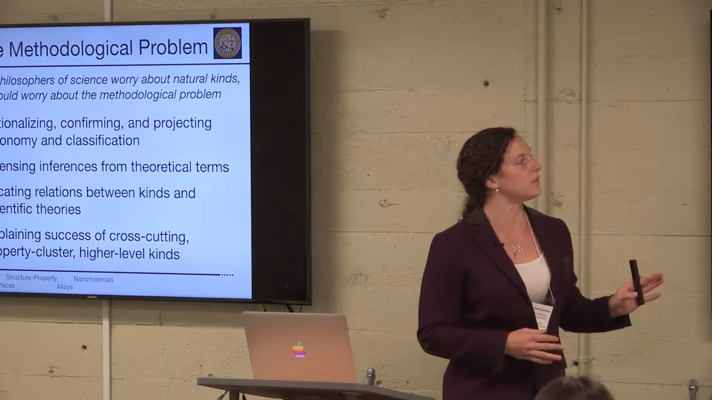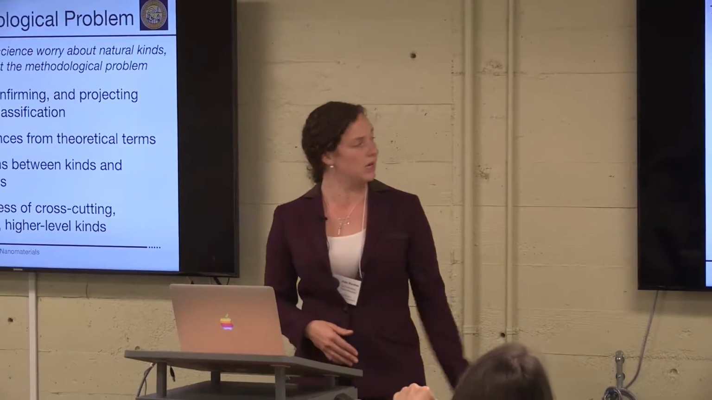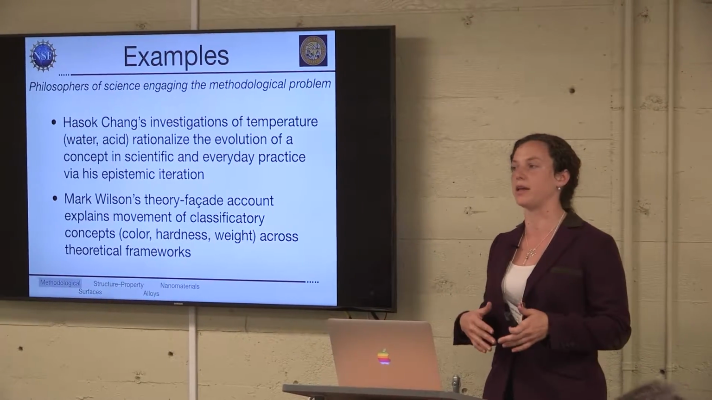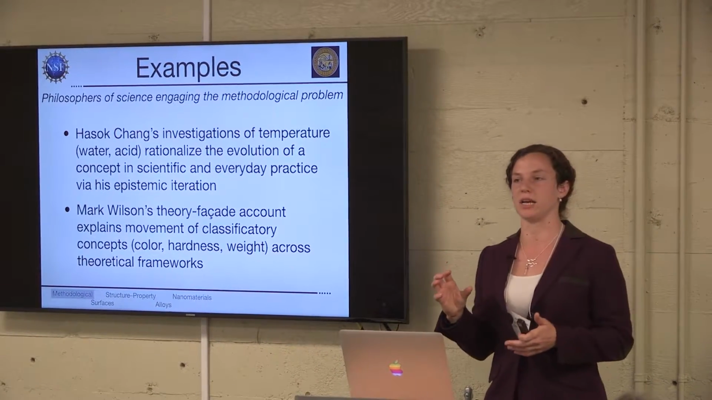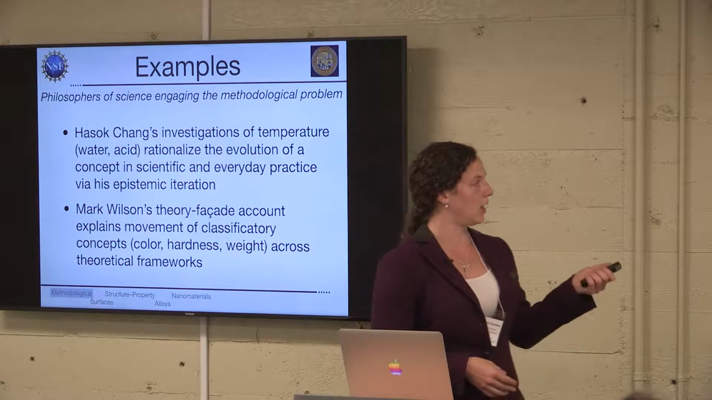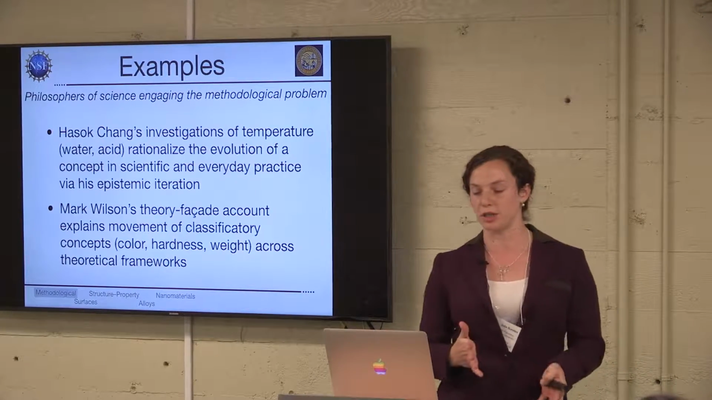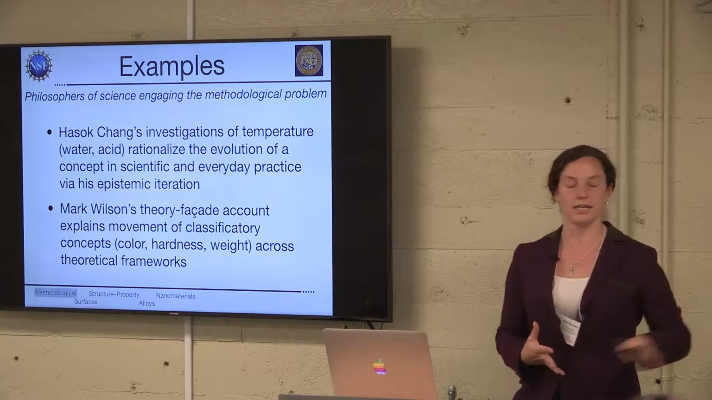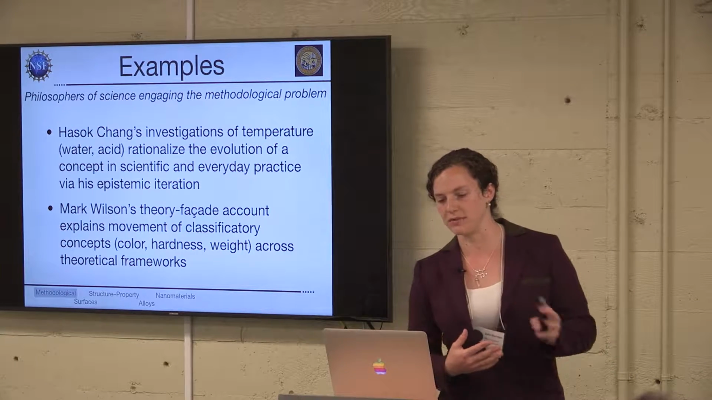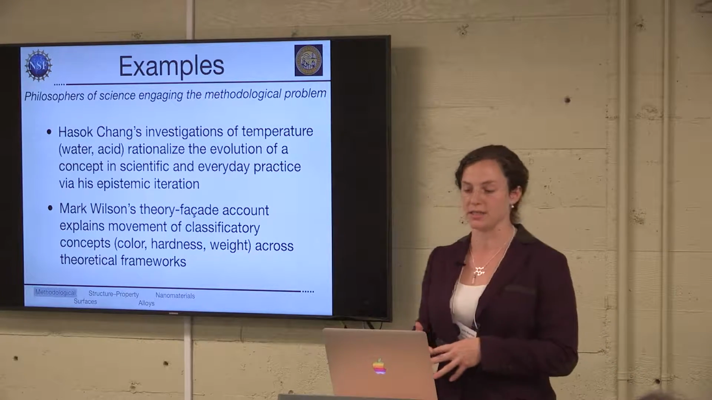So we have all of these questions that come out of the methodological problem in the context of philosophy of science. I can give you a couple of examples of philosophers who have thought in some detail about individual kind concepts and how they come about over the course of scientific history. One, we actually heard in Vadim's talk yesterday: Hasok Chang's investigations of temperature in his book Inventing Temperature, and he does similar things with water, acid, and chlorine. These investigations rationalize the evolution of a concept in scientific and everyday practice.